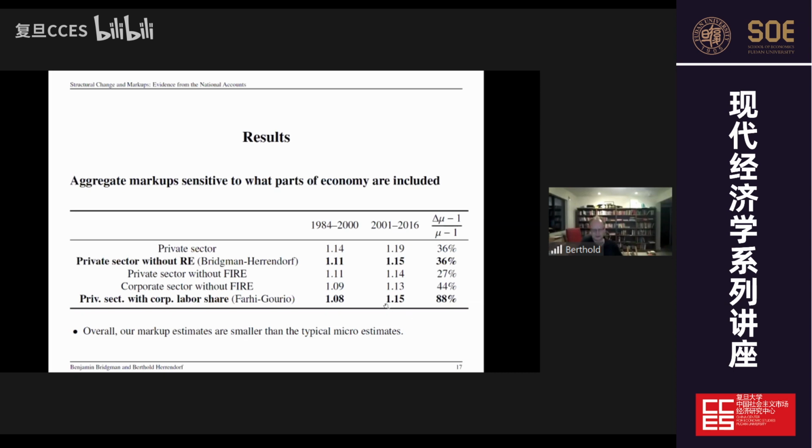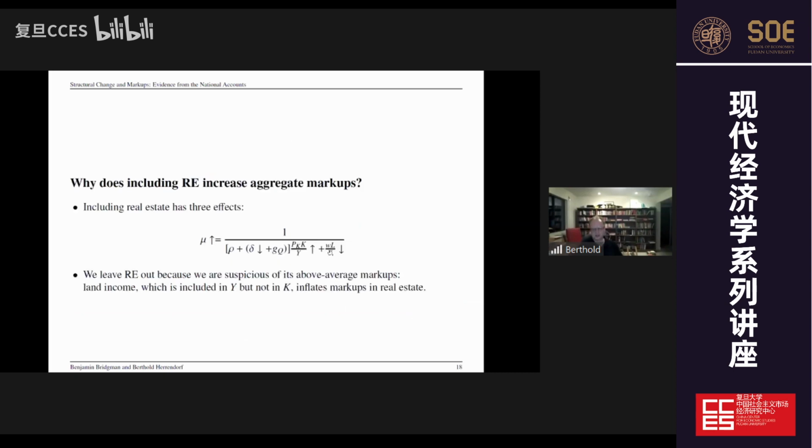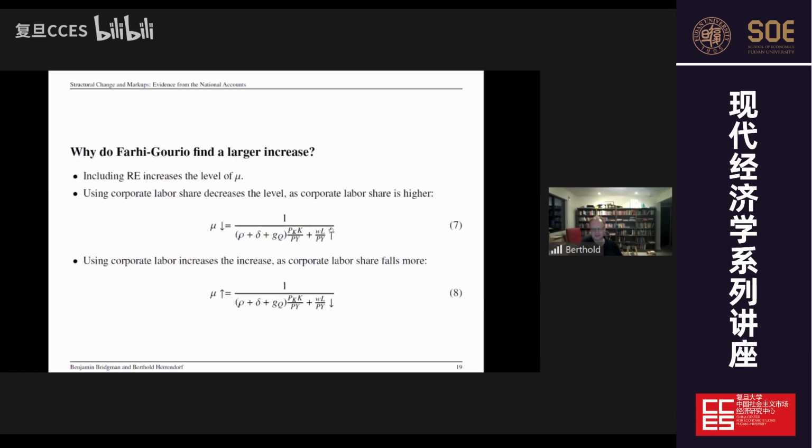Let me show this in a picture. Initially the corporate labor share is higher than the aggregate economy, so this initially pushes your markups down. Then the corporate labor share falls, and that pushes your markups up. And so you get this additional effect from that.